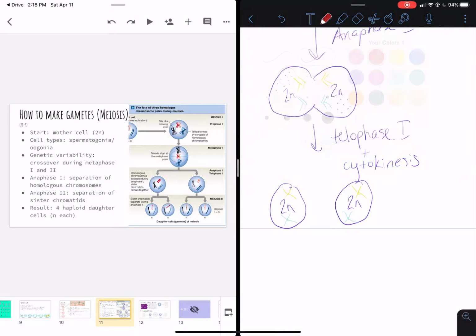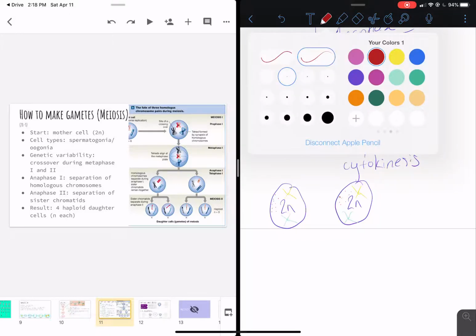And then, of course, we have those 10 dots on each side. Cool. We've done meiosis 1. Awesome. Now let's go through meiosis 2.